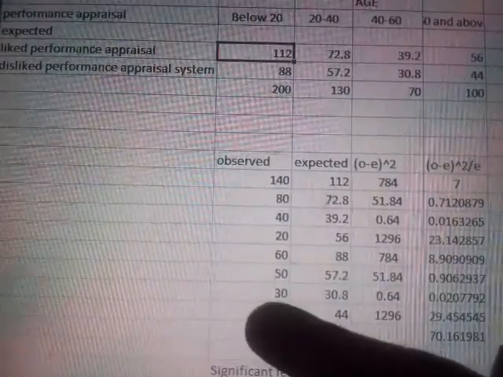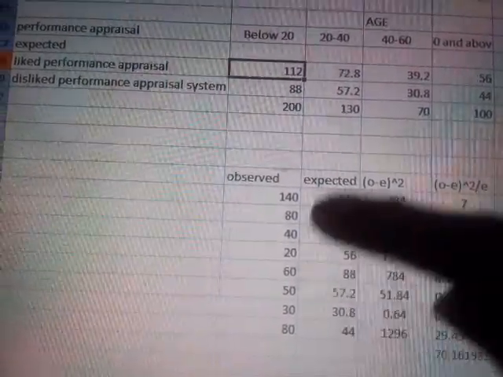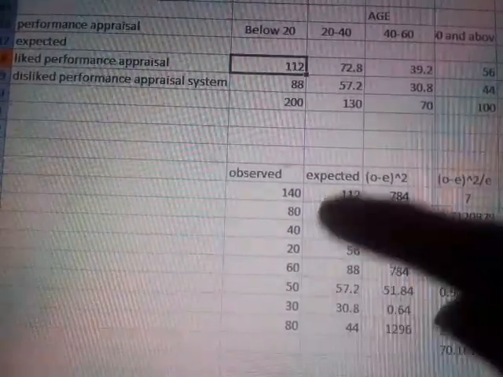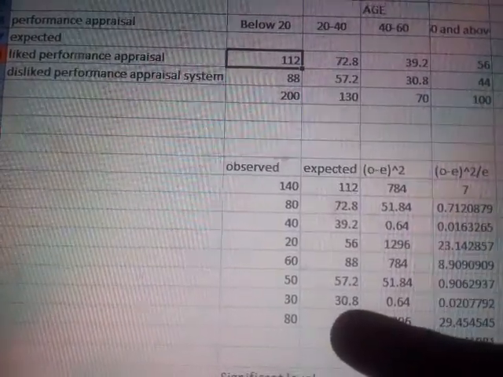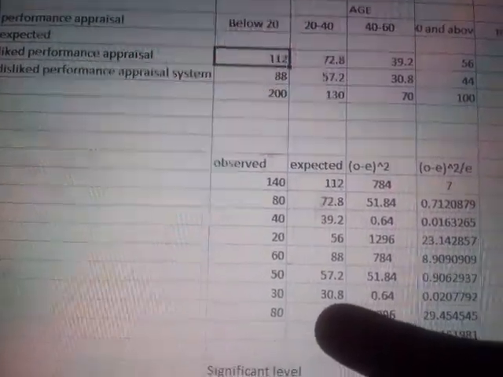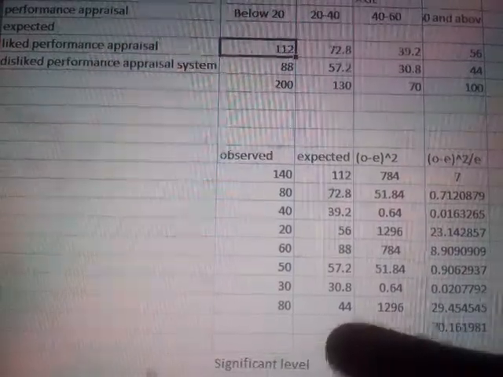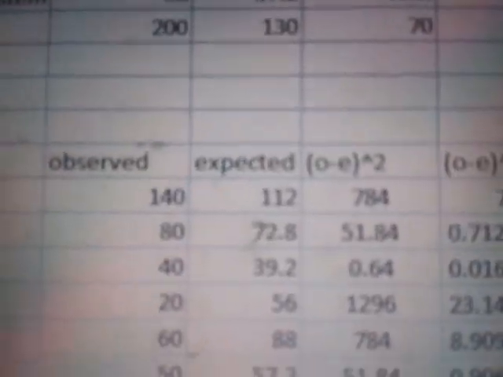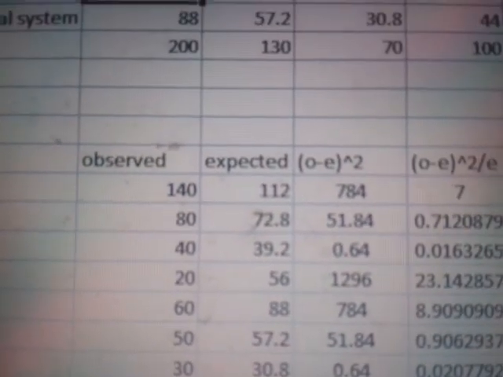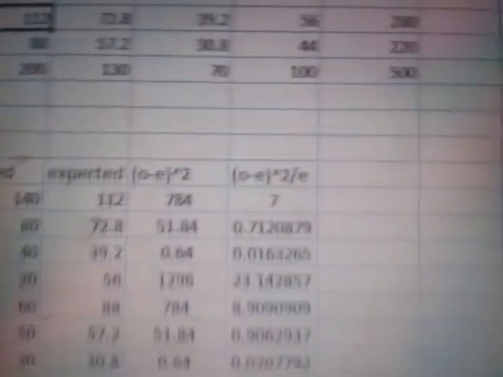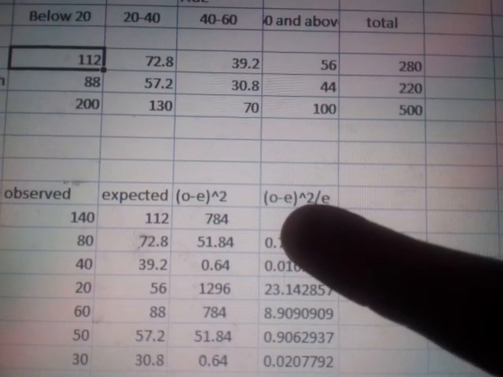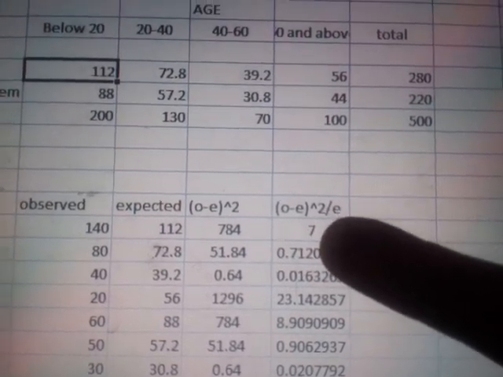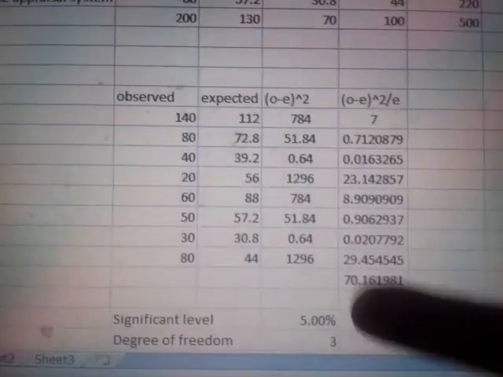This is observed, with the help of your questionnaire, and this is by using the dollar symbol formula. I said, row total into column total divided by total number of respondents. So you will get the expected value. This column is observed minus expected the whole squared. The next formula is observed minus expected the whole squared divided by expected. If you drag, you will get the entire table.